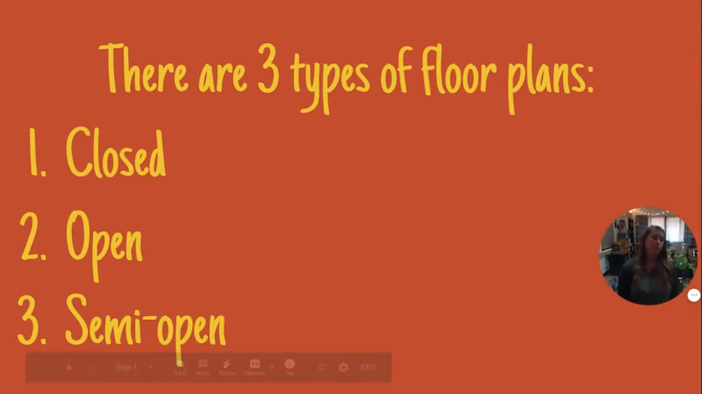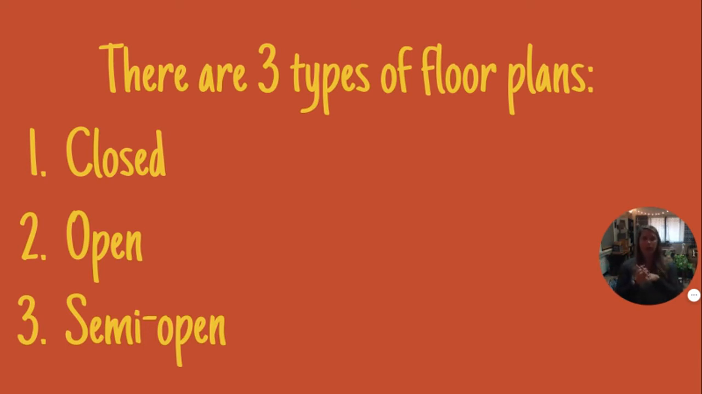So we're talking about floor plans, and we kind of talked about them yesterday in our video and when we did our virtual field trip. But there's three types of floor plans: closed, open, and semi-open, which is kind of a combo of the two, because that makes sense, right?